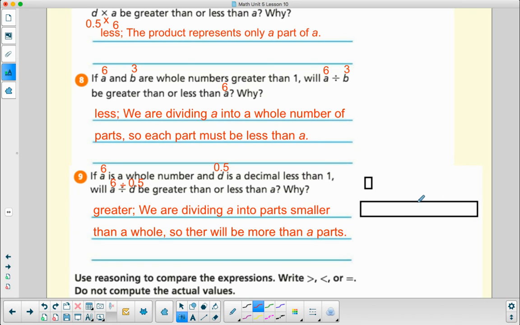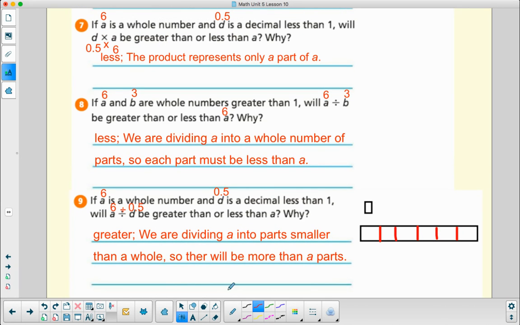If I had 6, and I divide them into 5/10, which is basically dividing each of them into a half, right? I'm going to have 2, 4, 6, 8, 10, 12. I have more than 6 groups of 5/10.